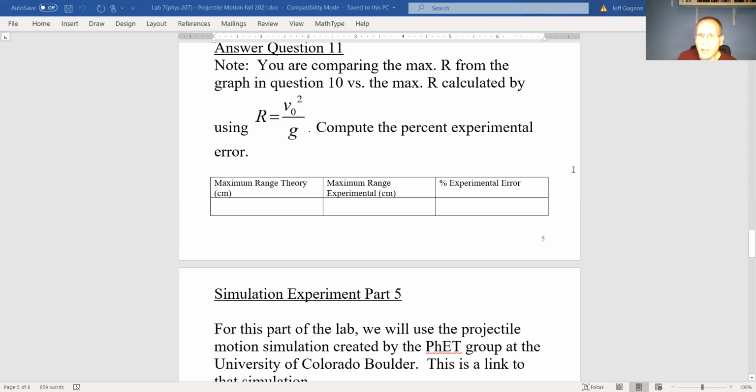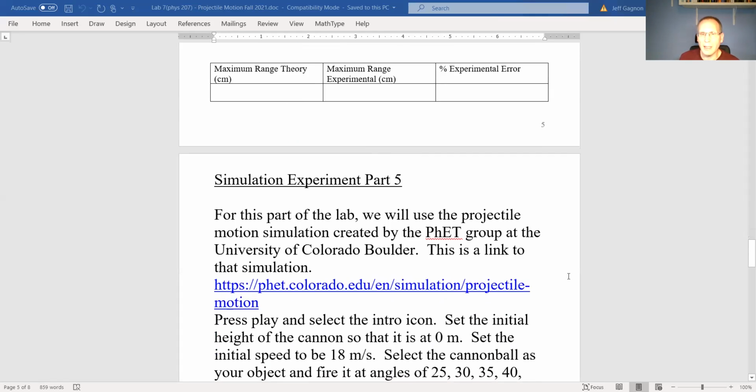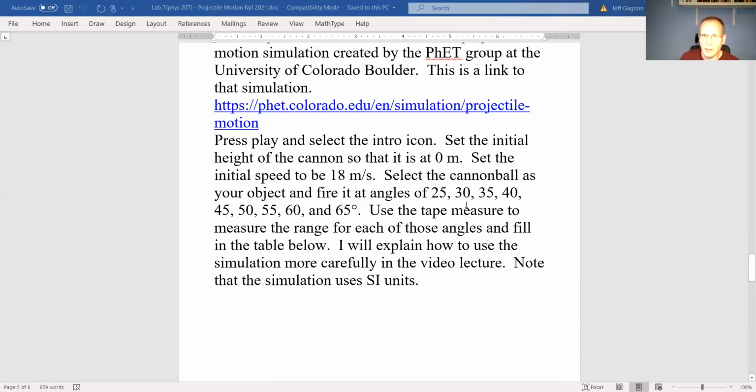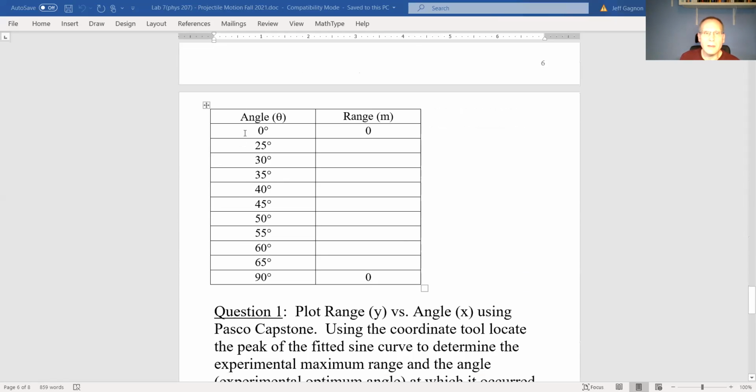All right, now there's one more part to this lab, and it's very similar to what we just did when we looked at the range versus angle, except now you're going to use a simulation to get your data. So you want to go to the simulation. I'll show it to you in a second. And then for these angles, so 25, 35, all the way up to 65, a little bit different than the ones we used before.